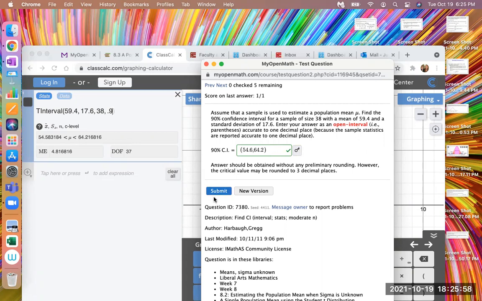Let me know if you guys have any problems or questions. And they show you the degrees of freedom here. They also show you the margin of error. That is this ME here. Some problems ask you for the margin of error. You don't actually have to find it separately. You can do the same calculation in the calculator as to find the t interval, or the confidence interval. And if you're using the class calculator, it automatically gives you the margin of error and the degrees of freedom along with that. So just so you know that.